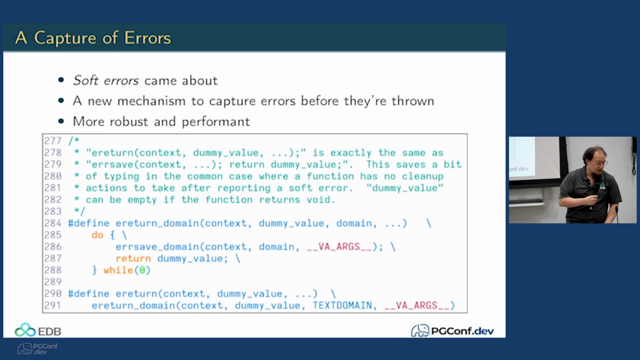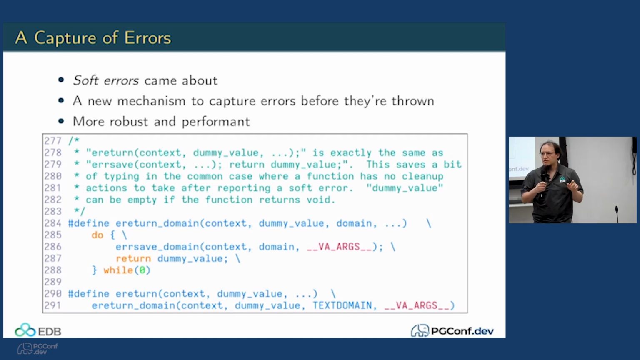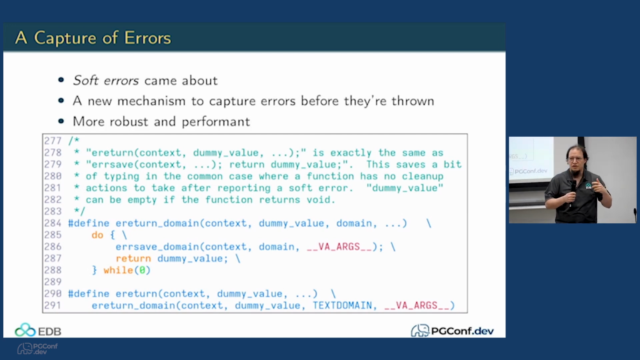So this was done by using this new macro introduced in the code, where you would normally have ereport to throw an error, you now have ereturn, which allows you to return from the function that is doing the parse without throwing.